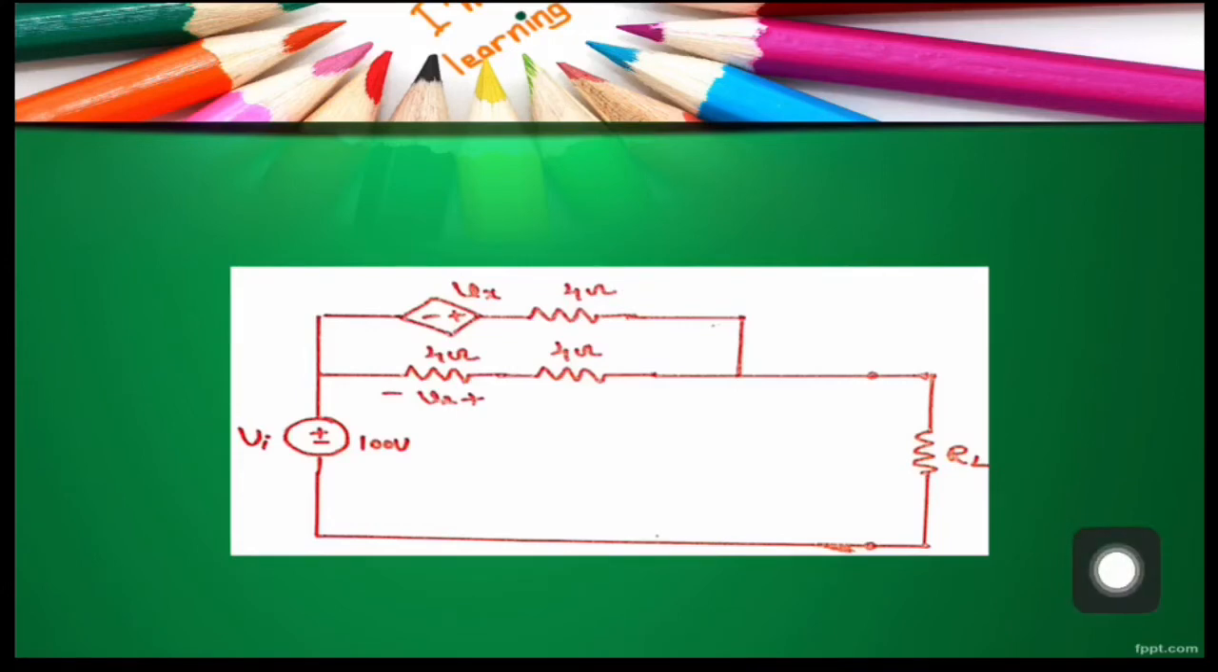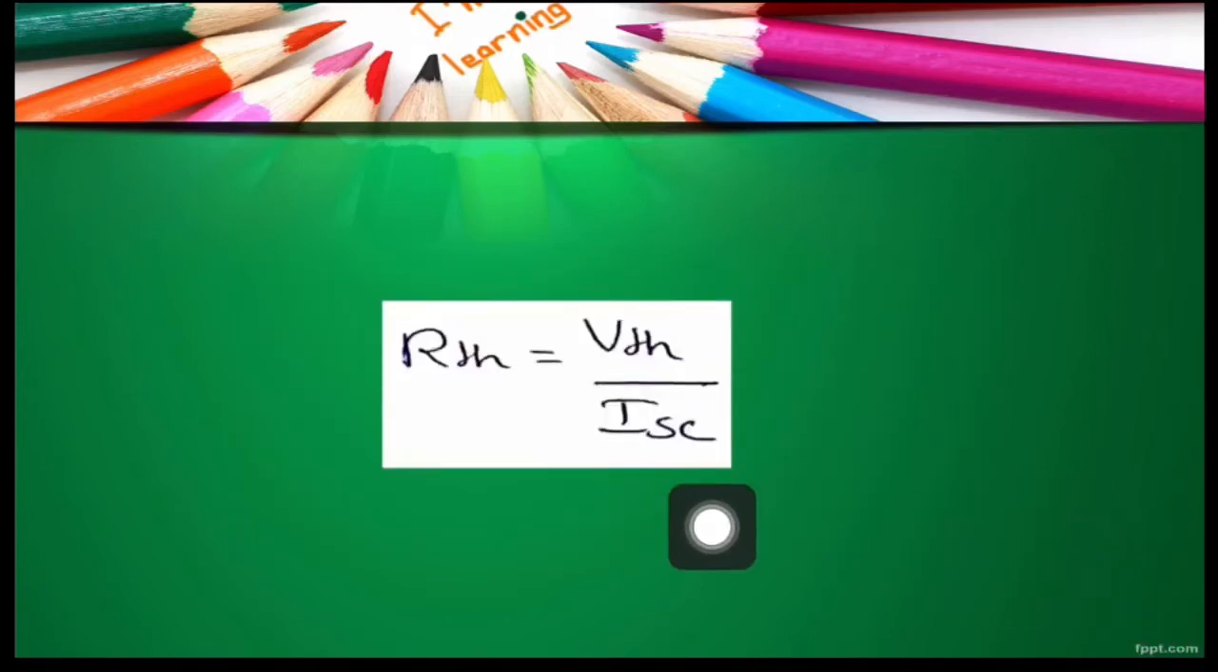So what we are supposed to do next is find out the Thevenin equivalent resistance of this source network. Clear? Since we have a dependent voltage source Vx in the source network, it's not possible to directly calculate the Thevenin equivalent resistance, which means it should be calculated using the formula Vth by Isc, where Vth is the open circuited voltage across the open circuited load terminals and Isc is the short circuit current across the load terminals.